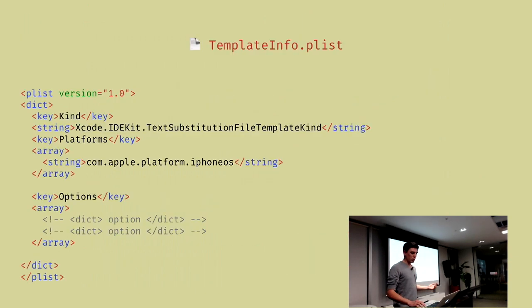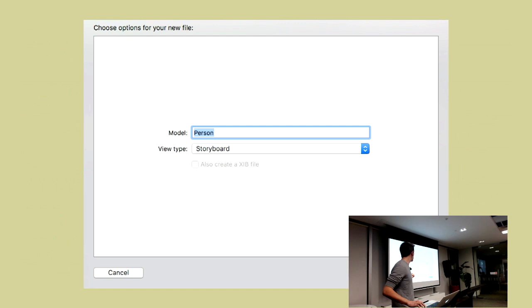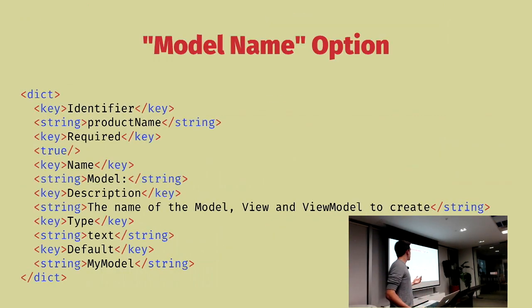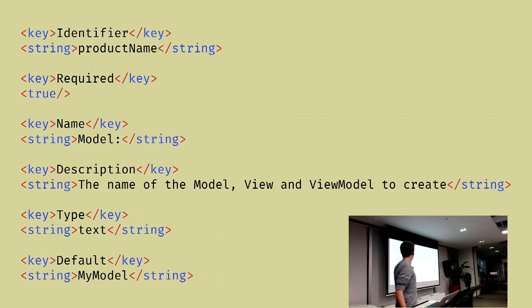So if we want to do this, we would have a text option, a pop-up option, and a checkbox option. So let's see what the model name, the first text option, would look like. You have an identifier, you have a key that says it's required. The name is model, so that's basically the label that's going to be shown in front of the text field. The description is only if the cursor hovers over the label, it will show a tooltip. The type is text, and by default, it will pre-fill my model. Yeah, it's probably a bit more readable like this.